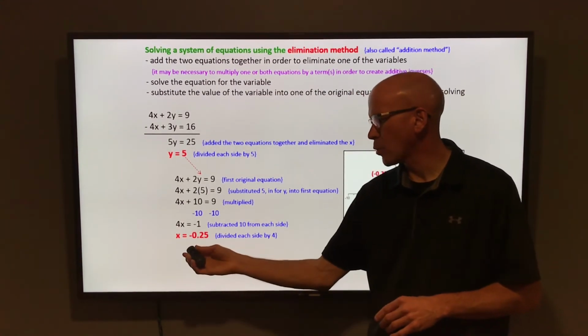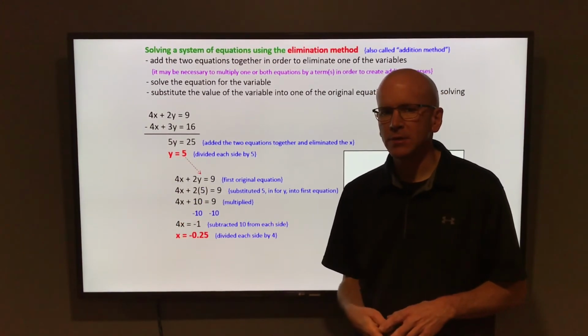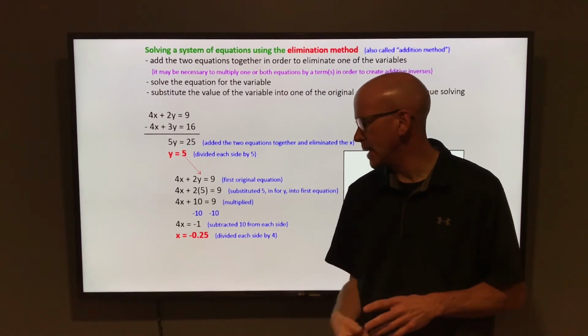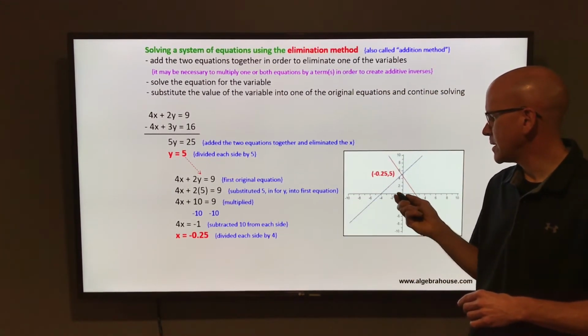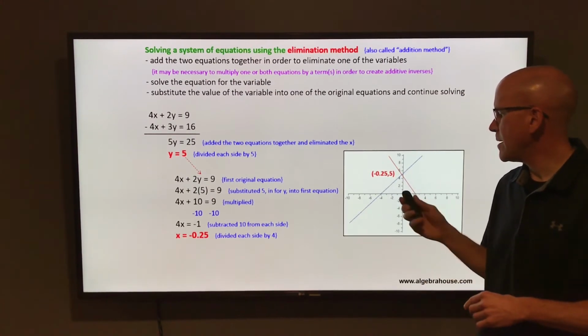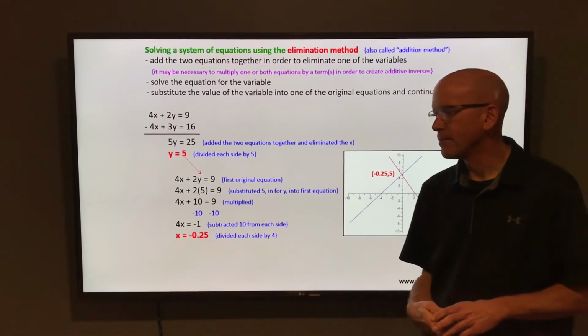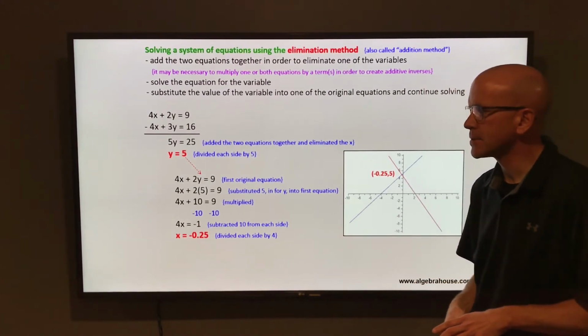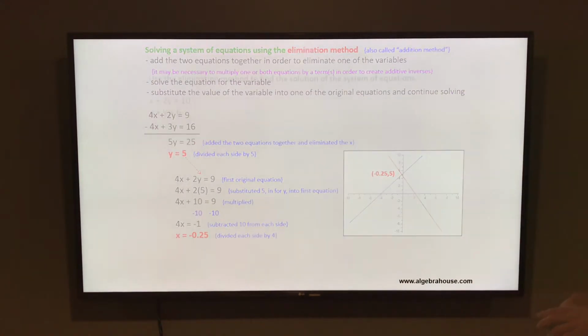That is the x-coordinate of the point of intersection. 5 is the y-coordinate of the point of intersection. So these two lines behind me are meeting at the point negative 0.25 and 5. You can see when you graph those two equations, they meet at the point negative 0.25 and 5. That is the point of intersection of those two lines. X is negative 0.25, y is positive 5.